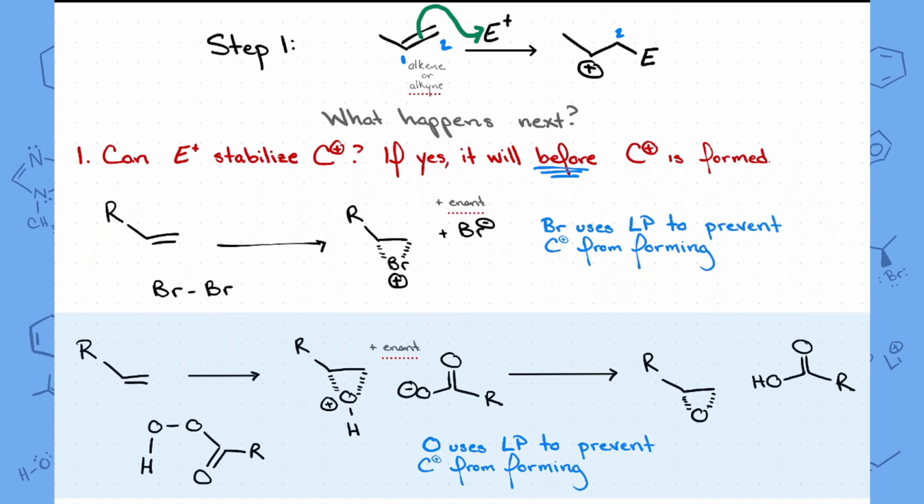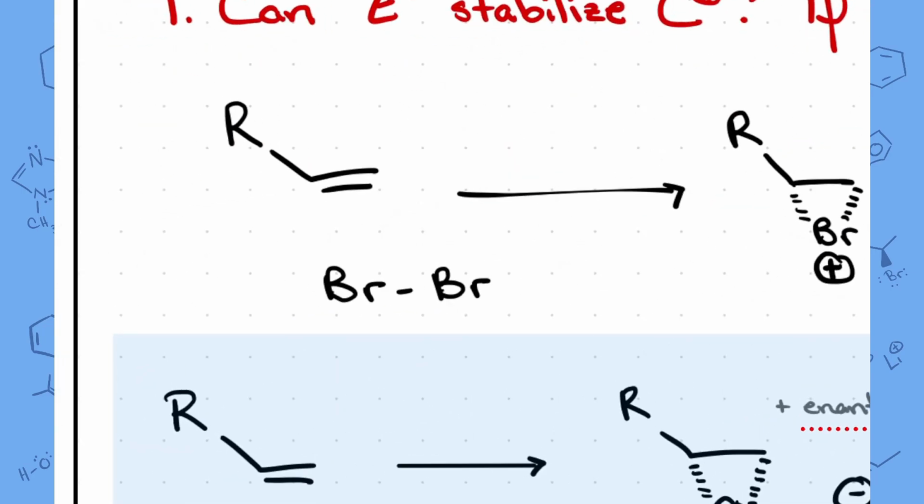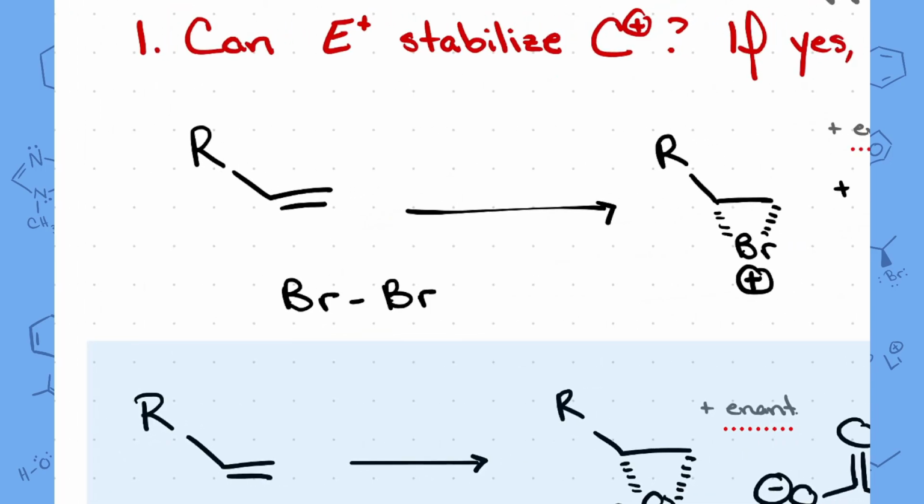Now, if we're thinking mechanistically and not memorizing, what do we need to do? Well, first we need to ask a question. Can our electrophile stabilize the carbocation? If it can, it will, even before the carbocation is formed. An example is when we have electrophilic addition with molecular bromine. Each of these bromine atoms has lone pairs.